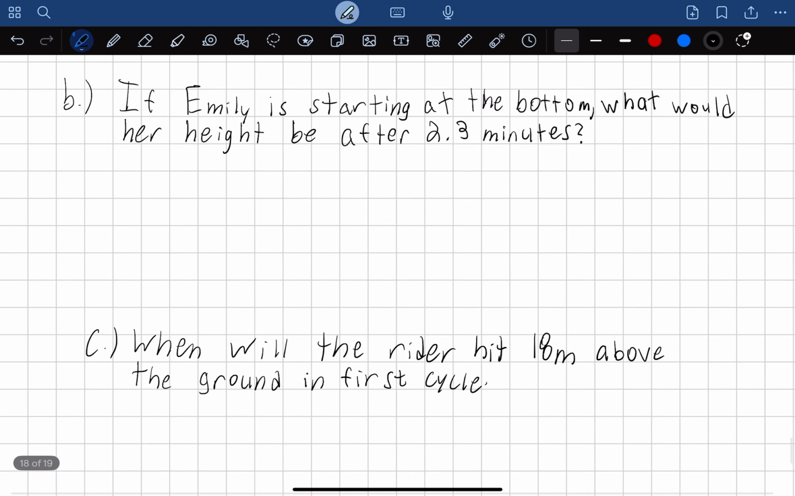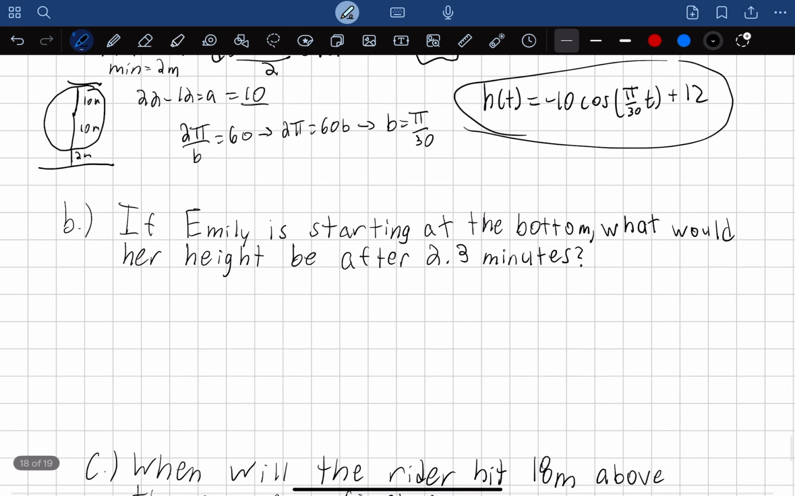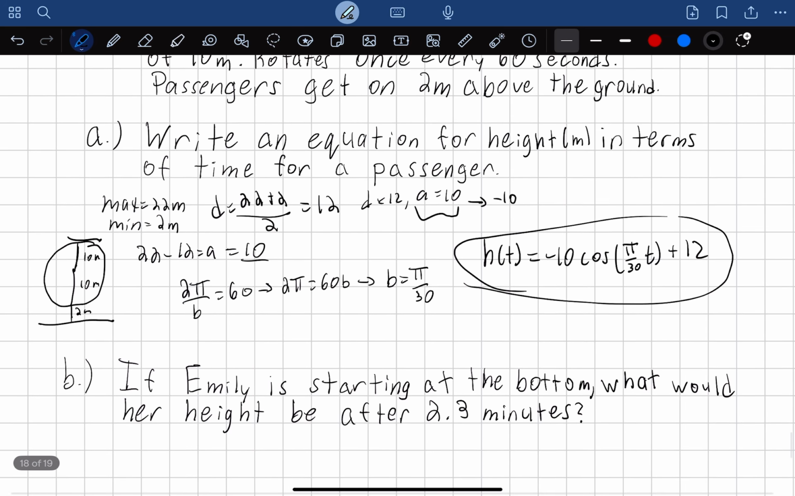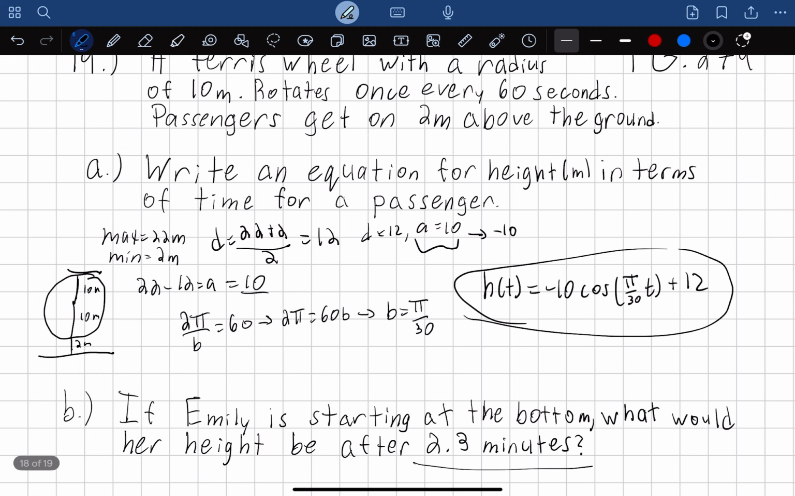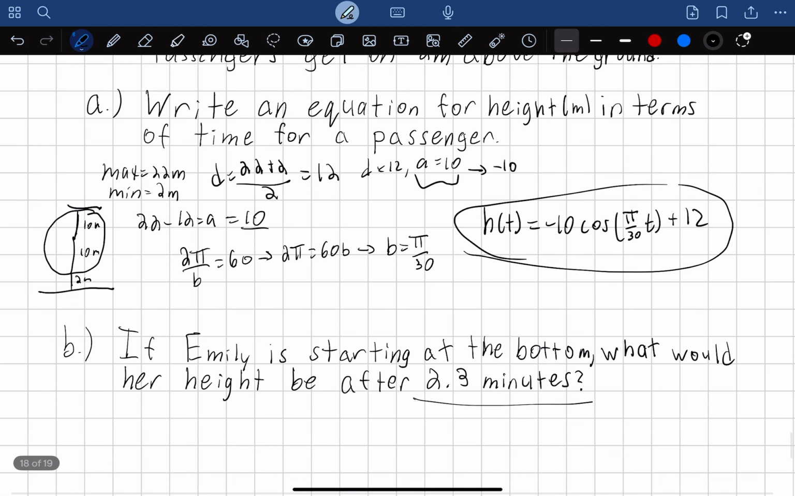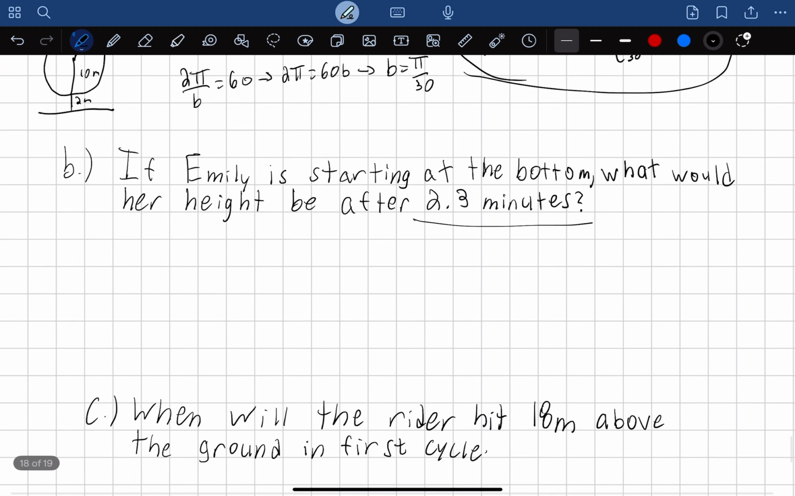Now, if Emily is starting at the bottom, what would her height be after 2.3 minutes? The first thing to do is to convert this minutes into seconds, because our original equation was done using seconds. So we can simply go 2.3 minutes times 60 seconds, and technically with conversion, you would go divided by 1 minute, the minutes cancel, and what you end up with is 138 seconds.